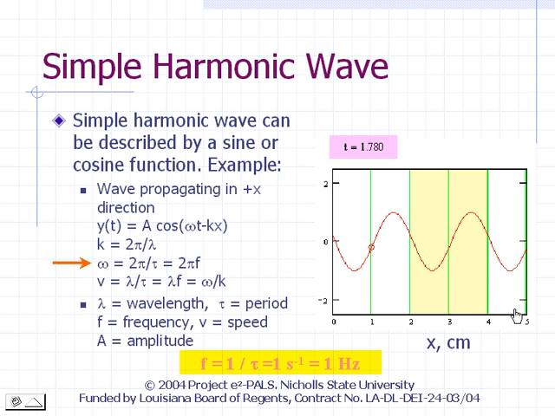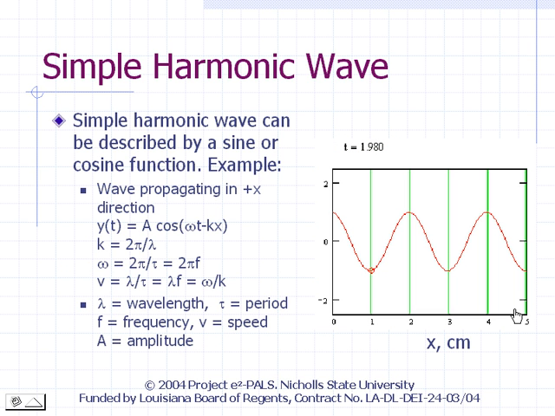The frequency of the wave, f, is the number of cycles that pass through a point per unit time. It's equal to the reciprocal of the period. That is, f equals 1 over tau. In the example shown here, f is 1 cycle per second, or 1 hertz.